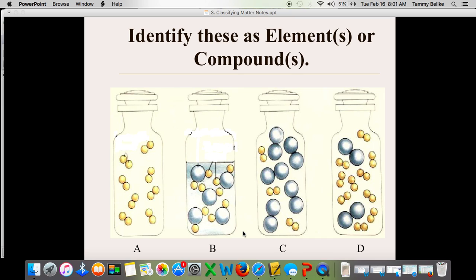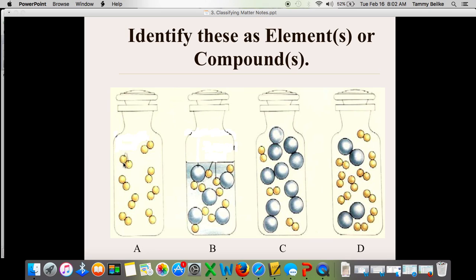Alright, so let's take a second and do a little bit of formative assessment here. We've got to identify these pictures as either elements or compounds. So what you're looking for is what kind of element do you have and how are they bonded? So pause the video and identify. Is it an element? Is it a compound? A mixture of elements, mixture of compounds?